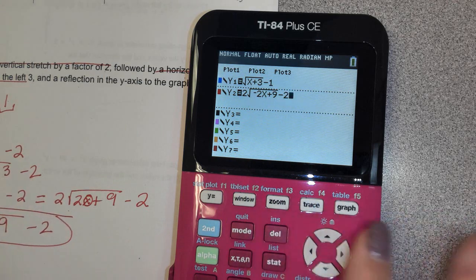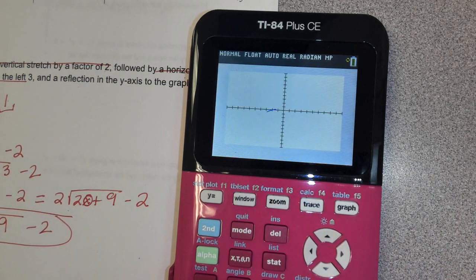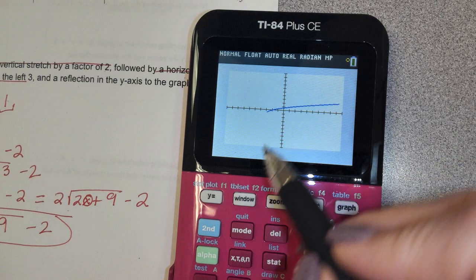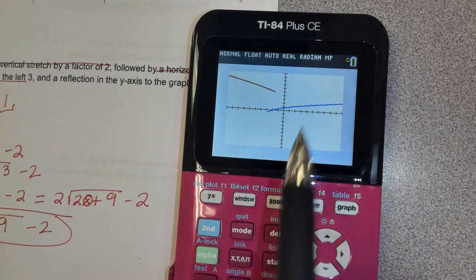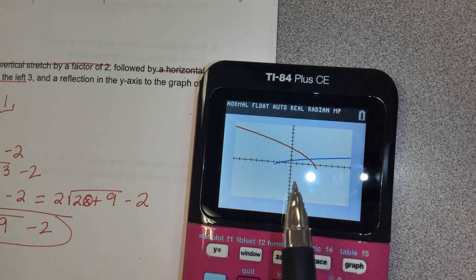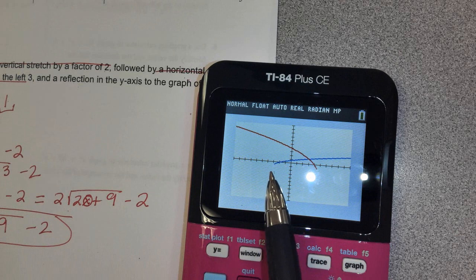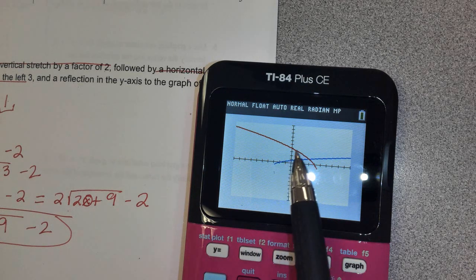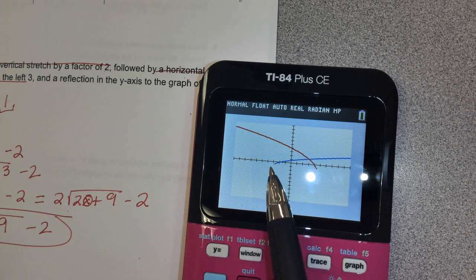I want you to take a look at how the result looks. Here's the original function. Here's the new one. So look at everything that happened. We had this function. It got stretched vertically. That made it look twice as steep as it used to, and it even moves that point.